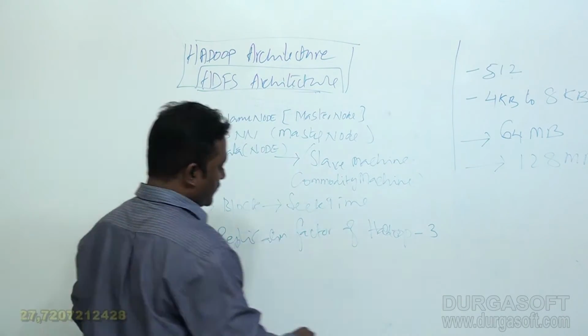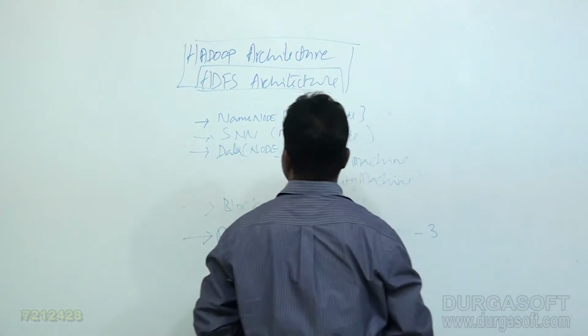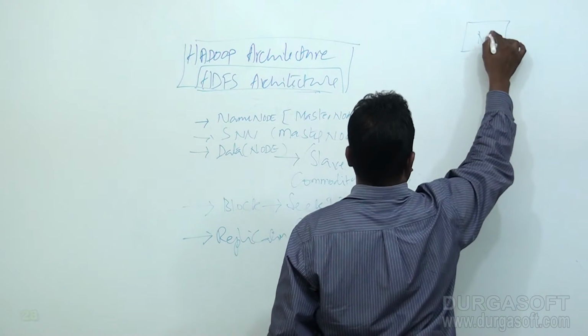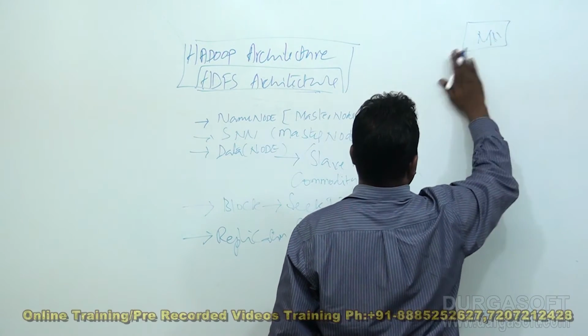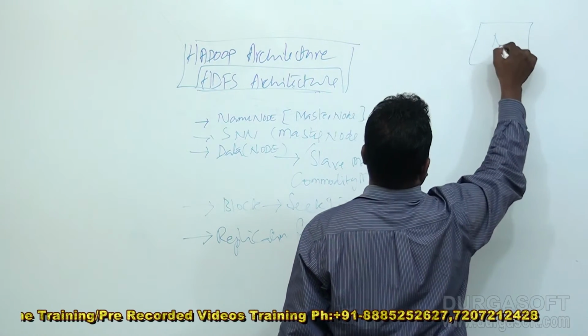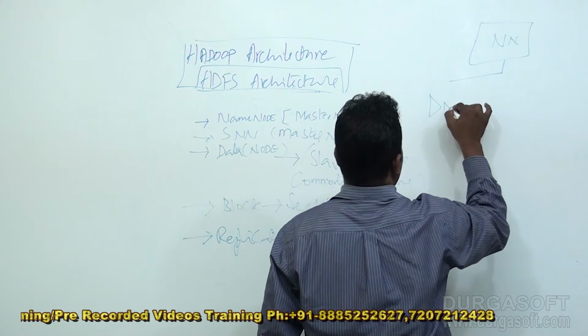Now pictorially we will understand this. Again, the master node, that is the name node, and these are my data nodes.